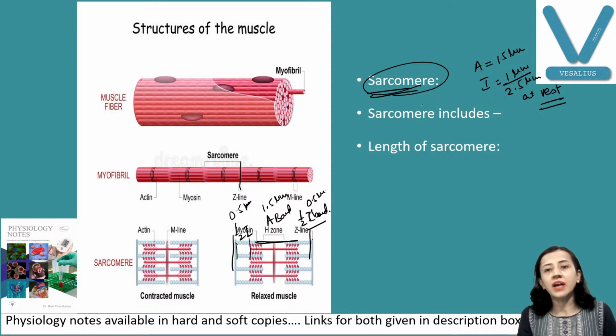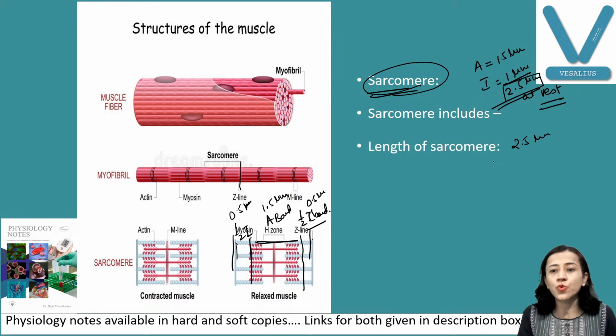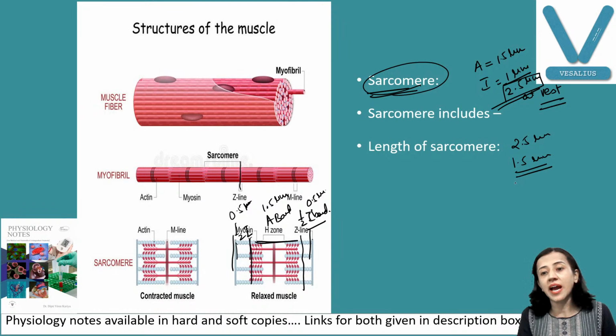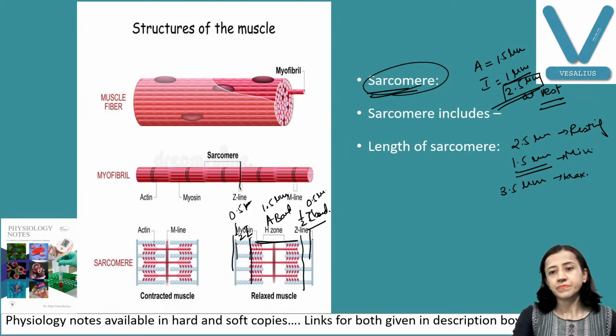Okay, it is the part between two Z lines, and when the muscle contracts, this length changes. Normally at rest, the length is 2.5 micrometer, but when the muscle contracts, the I bands overlap on the A band. So this length decreases to a minimum of 1.5 micrometer. And during maximum relaxation, it may be as high as 3.5 micrometer. Okay, so resting is 2.5, minimum during highest contraction is 1.5, and maximum is 3.5 micrometer. Fine.